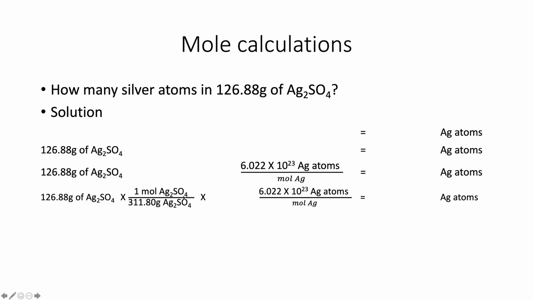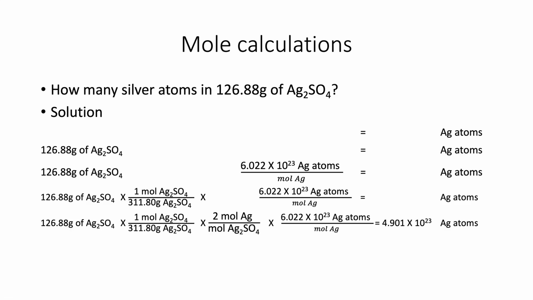So what you need is the relationship that has moles of Ag on the top and moles of Ag2SO4 on the bottom. You need to know the relationship between moles of Ag and moles of Ag2SO4. And that's right, there are 2 moles of Ag in a mole of Ag2SO4. How do we know? Because that 2 right there is what tells us. So now you can see the units cancel.